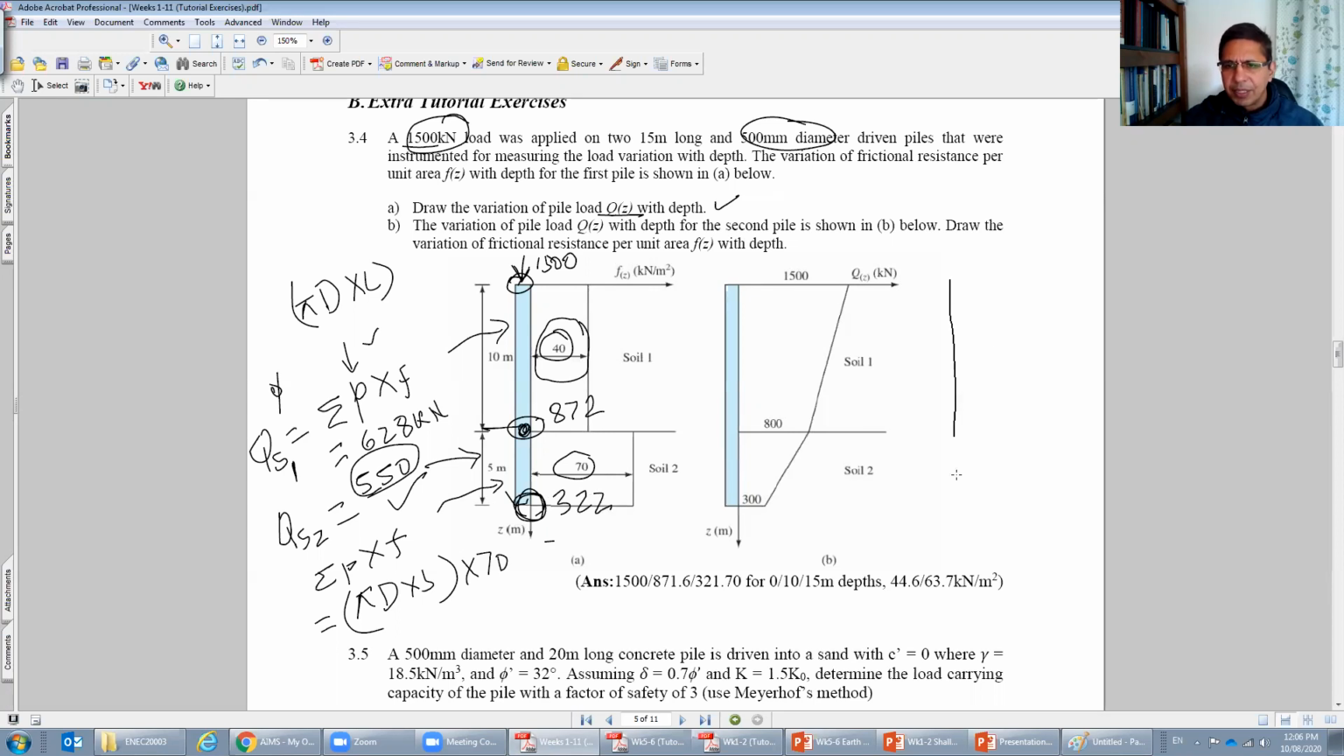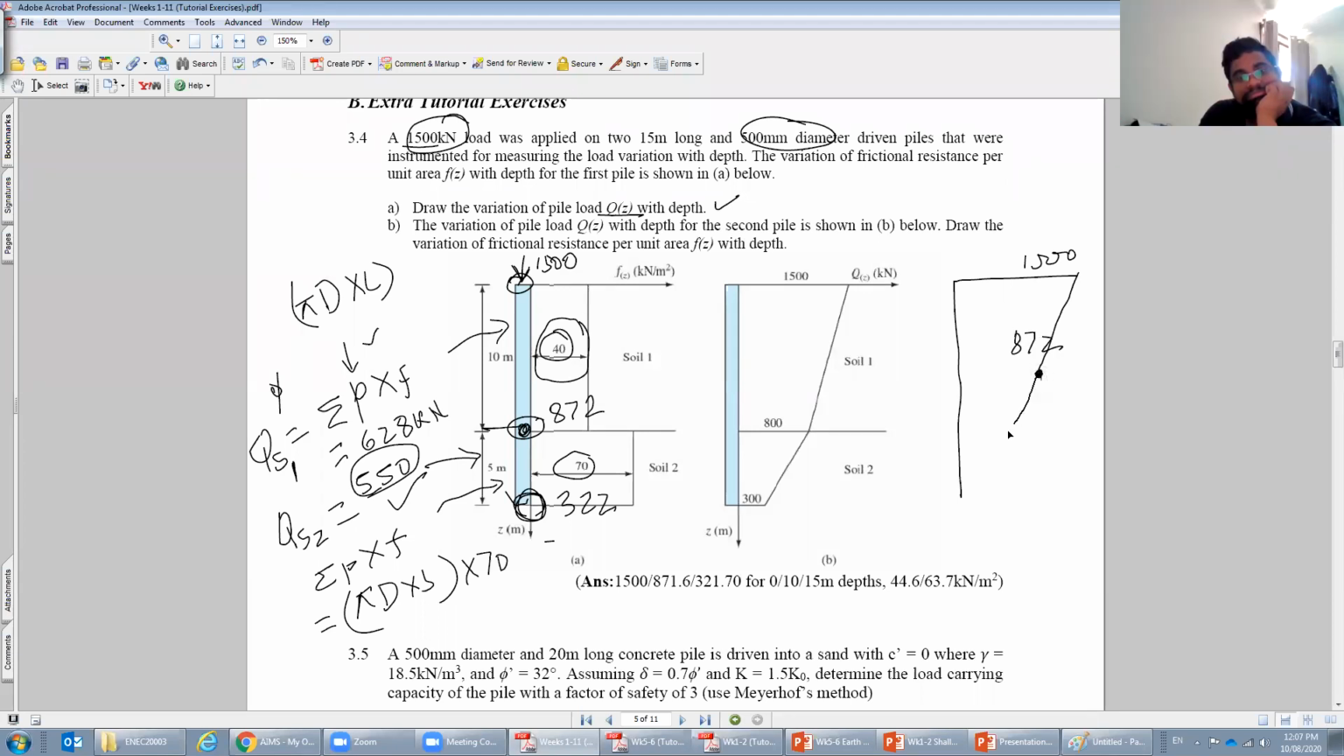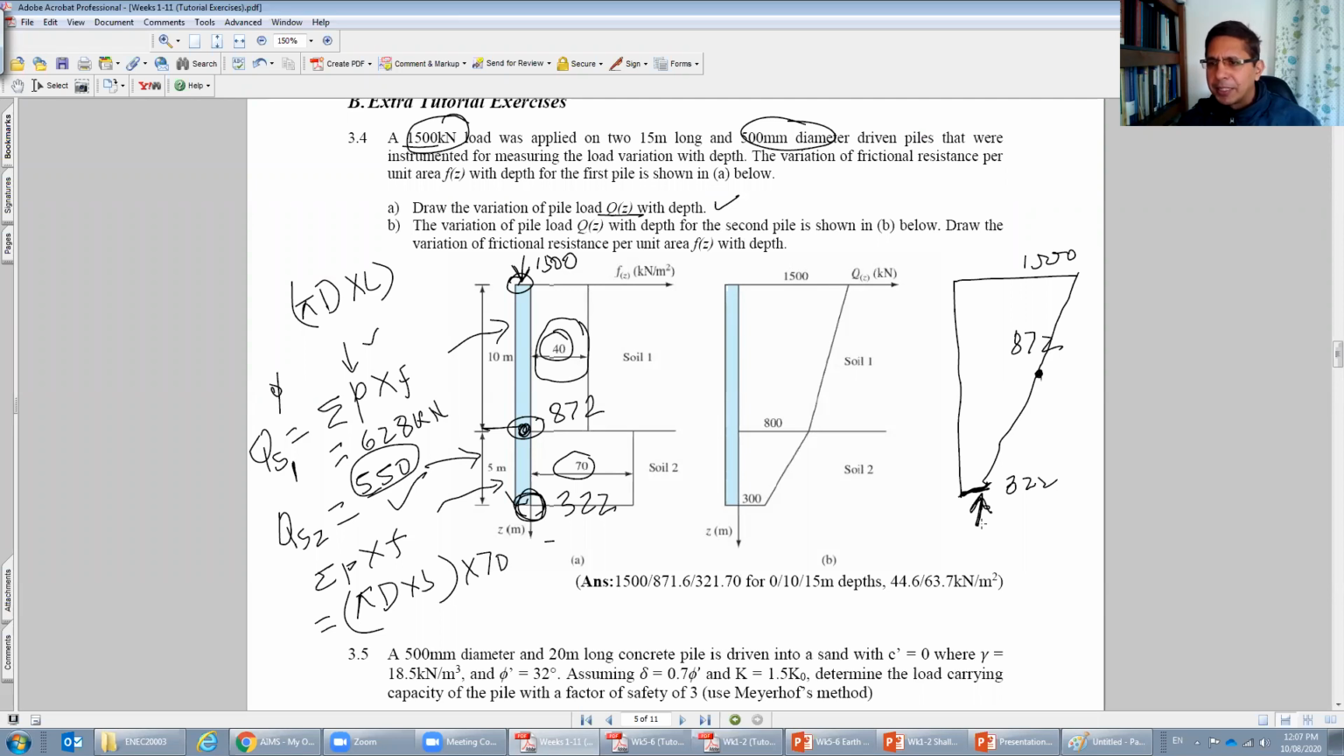Can I draw now? Pressure distribution. Over here is 1500, whole load, right? That's the pile it is taking. I'm talking about this external load. 1500, and then that point would be 872, and then the bottom would be 322, right? So if the pile is like this, the remaining load should be taken by the tip of the pile. Otherwise, it will not be stable. You understand what I mean? This is the pressure distribution.